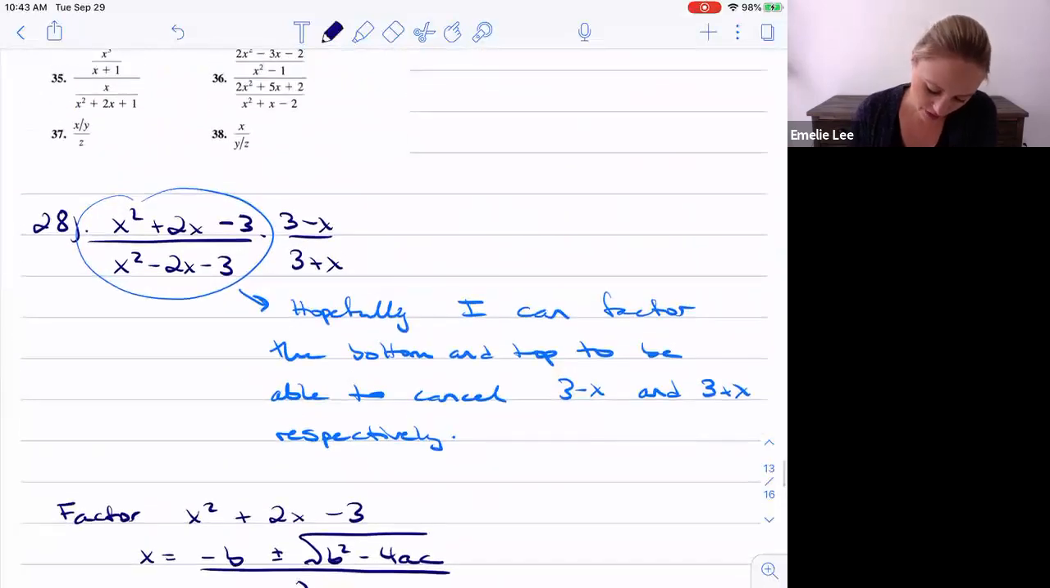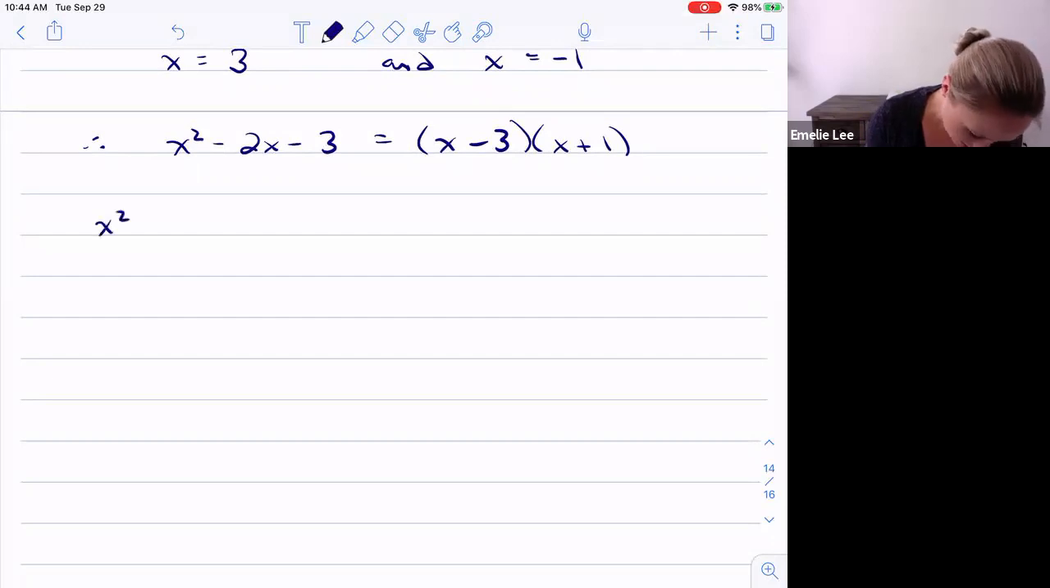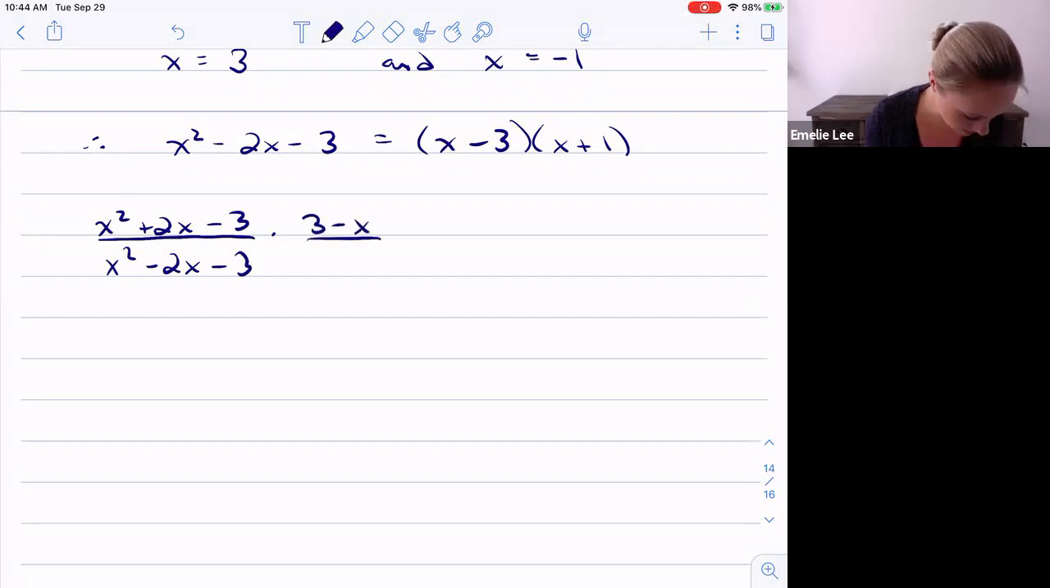Okay, so now I can go back to the original thing that I was supposed to simplify, multiply and simplify. It looks like I'm in luck, right? It looks like I'm able to cancel the 3 minus x as well as the 3 plus x. So let's see here, I'm going to rewrite it. So we have x squared plus 2x minus 3 divided by x squared minus 2x minus 3 times 3 minus x over 3 plus x.